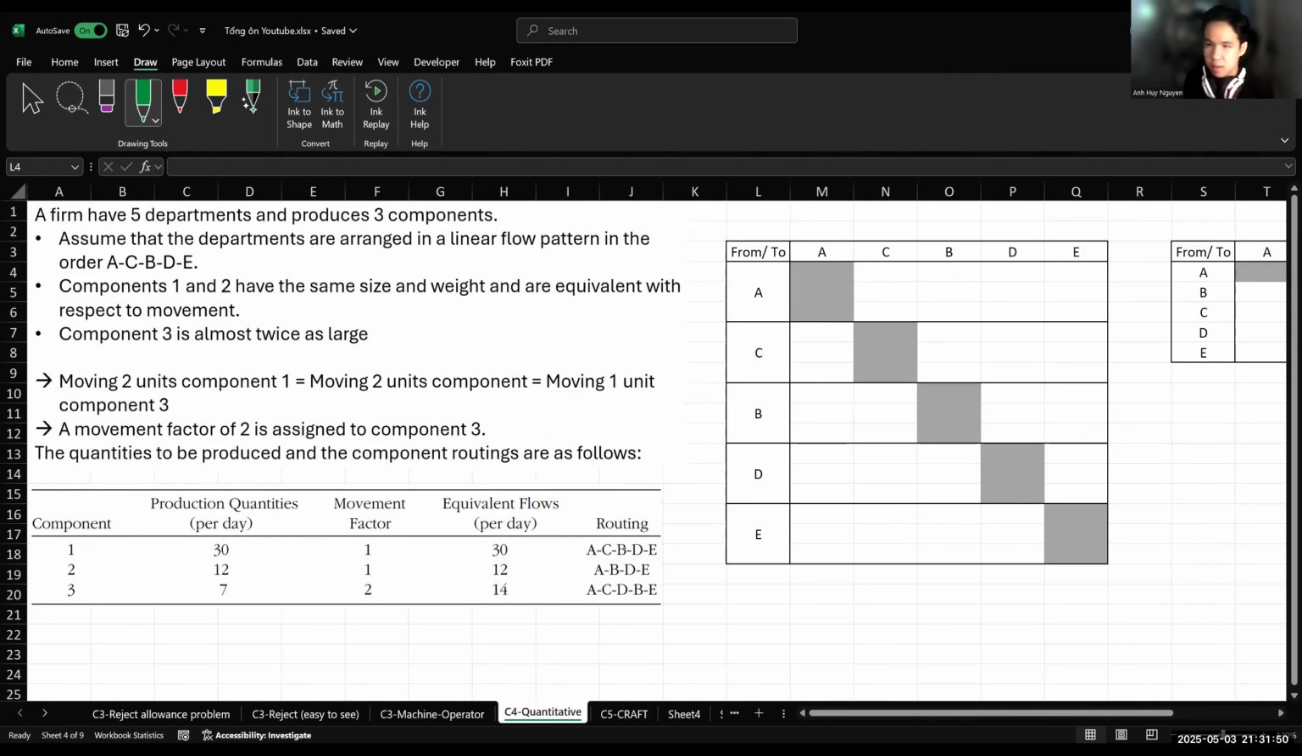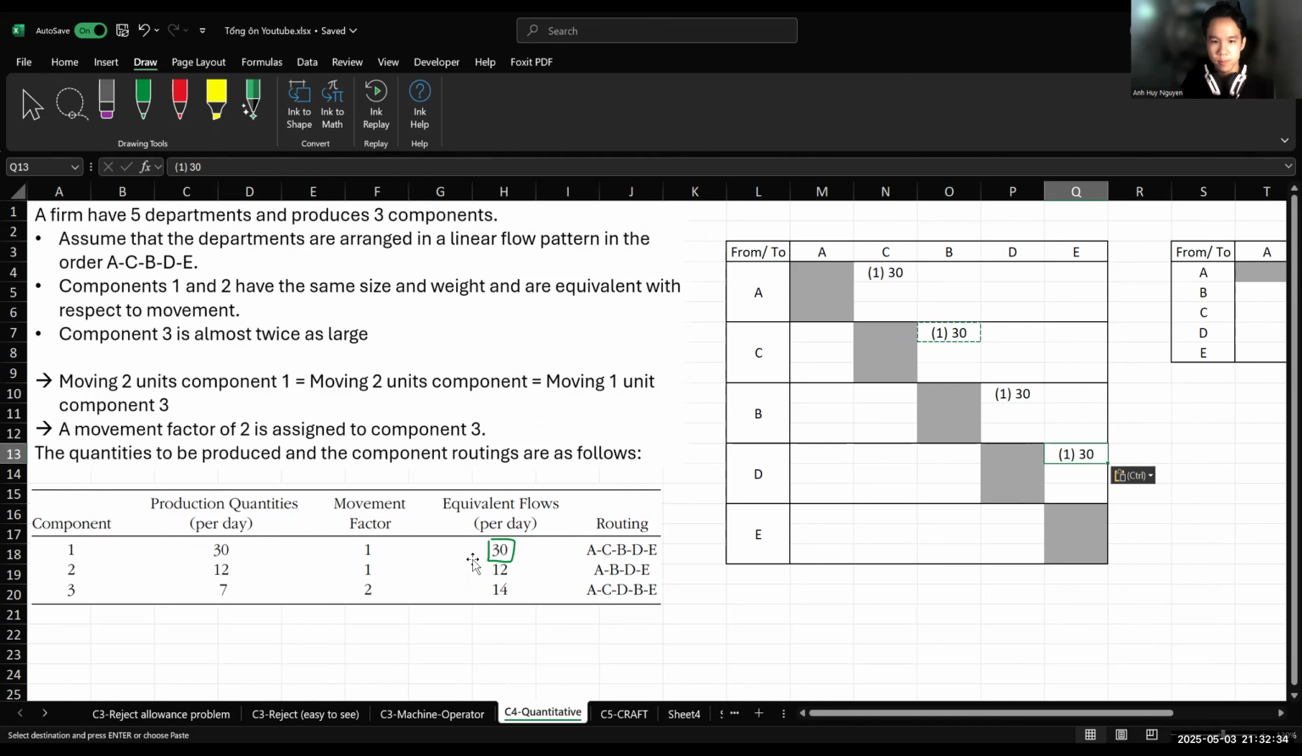The routing is A, C, B, D, E, right? So the flow is 30. Firstly, we move from A to C, here, 30. But I'll mark it as 1 to remind me that this flow of 30 is component number 1, okay? And then from C to B, from B to D, right here, B to D. From D to E. So we're done with component number 1.